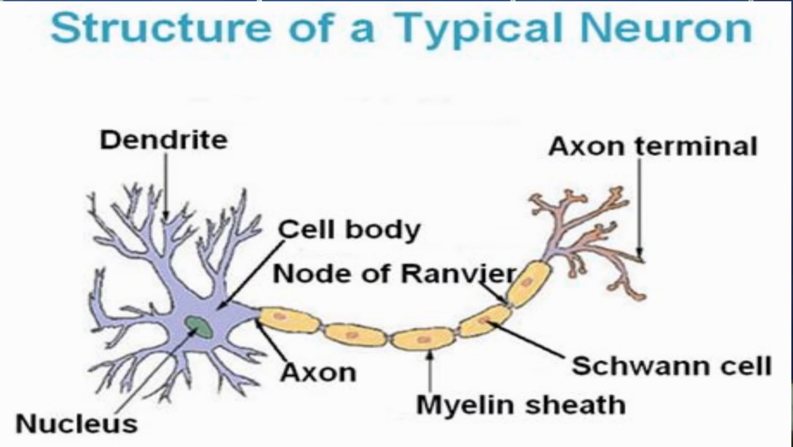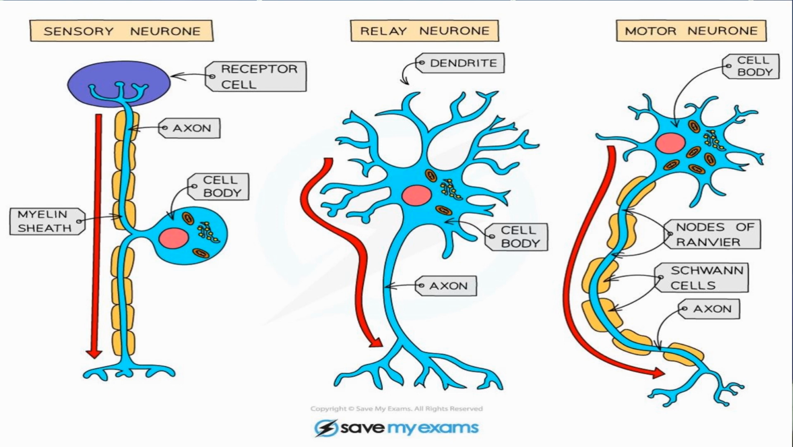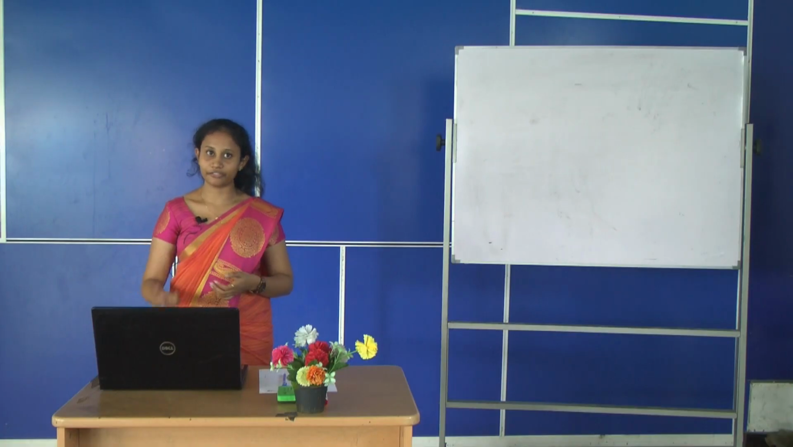Now let's take a look at the structure of neurons. There are mainly three types of neurons. One is the sensory neuron, then the relay neuron, and finally the motor neuron. The sensory neuron carries the impulse from the sensory organ to the central nervous system, and the relay neuron stays within the central nervous system and connects the sensory neuron and the motor neuron. And the motor neuron carries the impulse from the central nervous system to the effector.